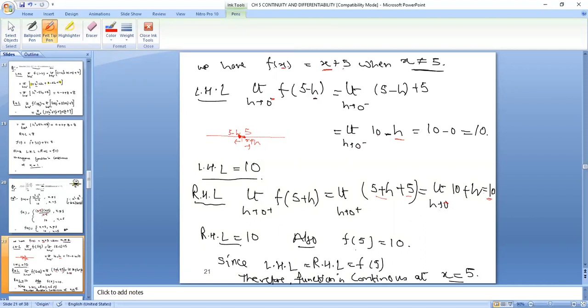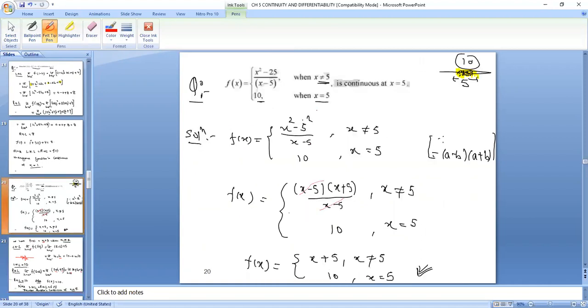Also, the value of the function f of 5 is equal to 10. This is given to us in the question, that f of 5, when x is equal to 5, the value of f will be 10. So we are writing f of 5 is equal to 10.